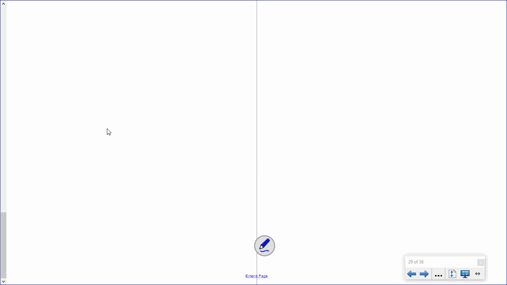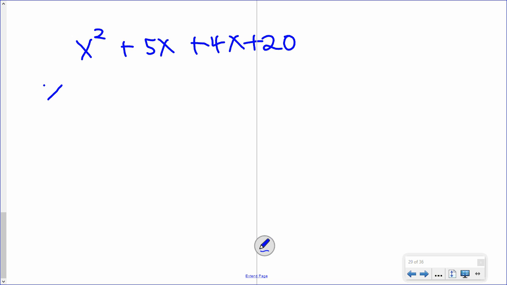Number 5 says x squared plus 5x plus 4x plus 20. So the first step we need to do is divide into groups or highlight those groups. What's my first group? x squared plus 5x. What's my second group? 4x plus 20. Don't spend a lot of time on this. You have 4 terms. Break them apart.